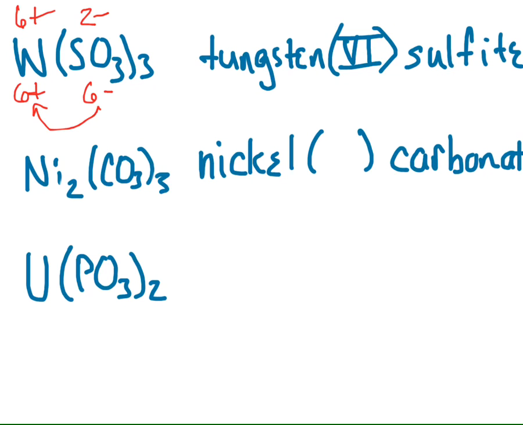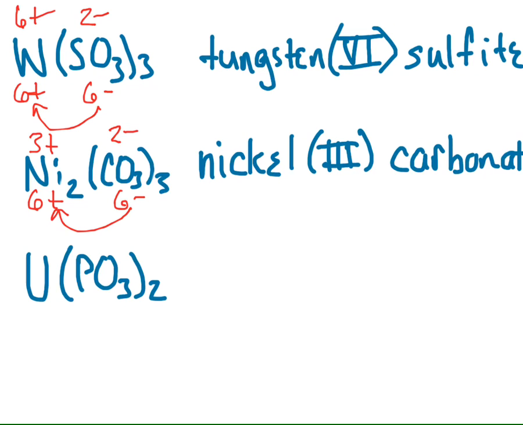Oh, ran out of room. That's supposed to be an E on the end there. Sorry. What's the charge on carbonate? 2 negative. There's 3 of them. That's 6 negative. So these must be 6 positive. 2 times what gives me 6 positive? 3. So nickel 3.